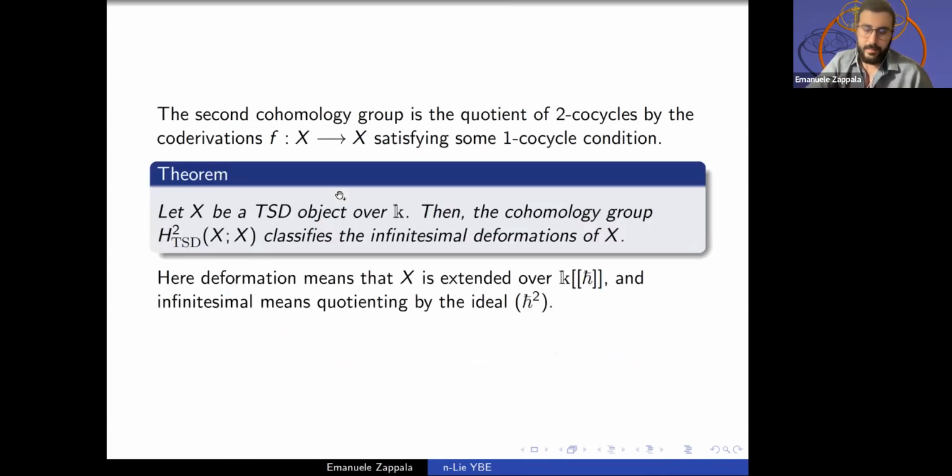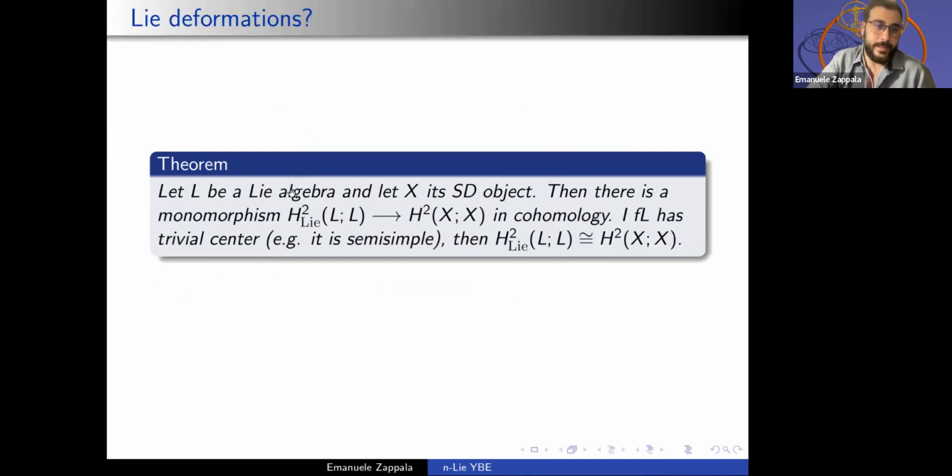And the second cohomology group is the usual business, and it turns out you can prove that this does basically the job that you would like it to do. It classifies the infinitesimal deformation of the self-distributive object. So here infinitesimal means that I'm extending the ground field or ground ring into formal power series, and then I'm quotienting by h bar squared.